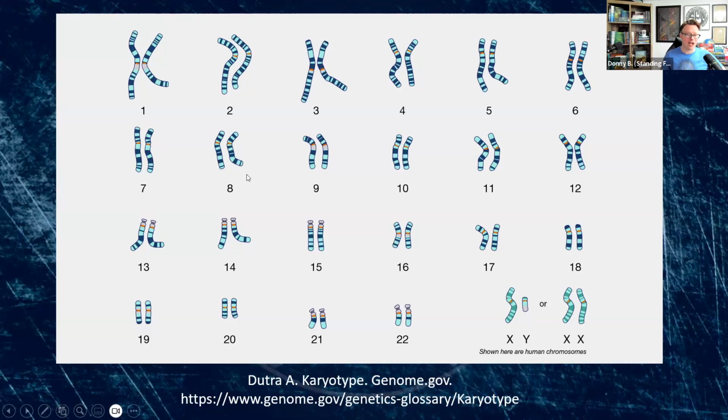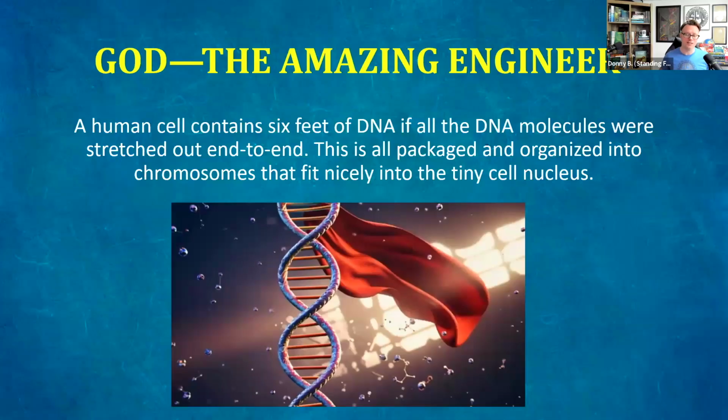Now, this is all inside the nucleus. The nucleus of the cell contains all of the cell's chromosomes. These encode the genetic material of an organism. And as I said, you've got two sets of chromosomes inside your nucleus, and each cell contains 23 pairs of chromosomes, totaling 46. God is an amazing engineer. A human cell contains 6 feet of DNA if all the DNA molecules were stretched out end to end.